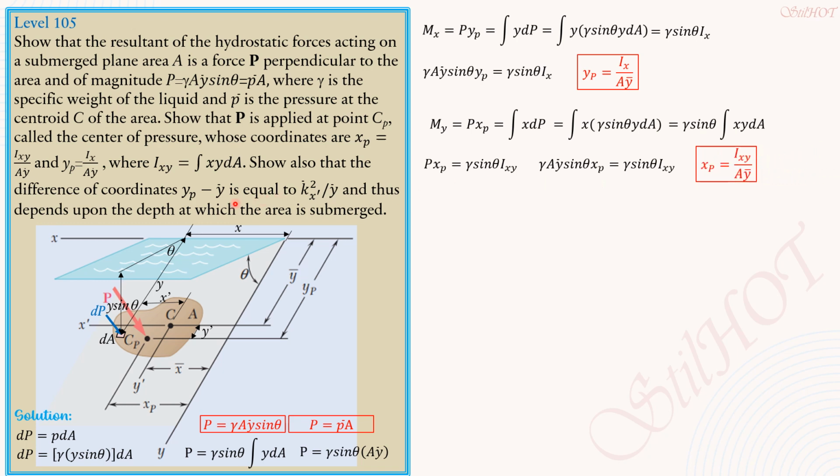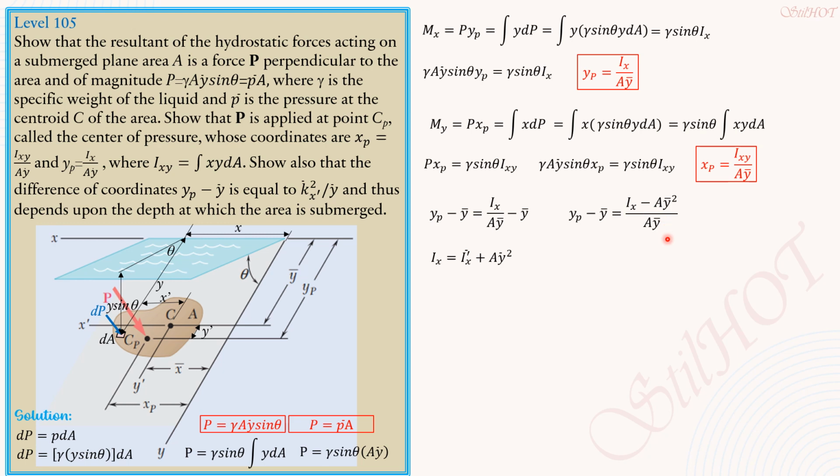And finally, let's show that y sub p minus barred y is equal to this expression here. So y sub p minus barred y is equal to y sub p, which is Ix over area barred y, and minus barred y. Cross multiply, yp minus barred y equals Ix minus area barred y square over area barred y. So taking note that this Ix minus area barred y square is actually the moment of inertia with respect to the centroidal x prime axis, this one.